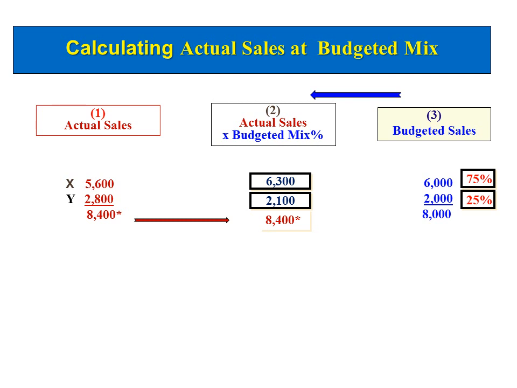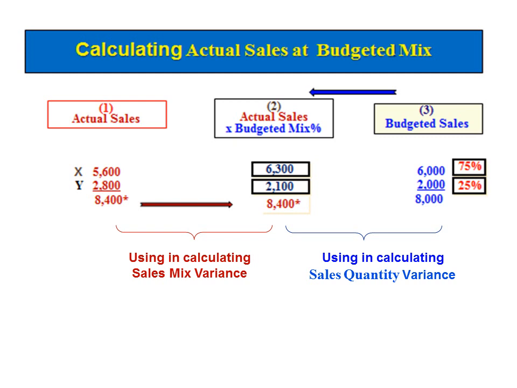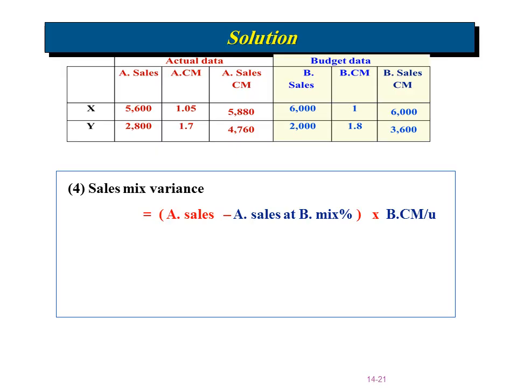After calculating actual sales using the budgeted mix percentage, I will use the difference between 1 and 2 to calculate the mix variance, and I will use the difference between 2 and 3 to calculate the sales quantity variance. This is my sales mix variance.